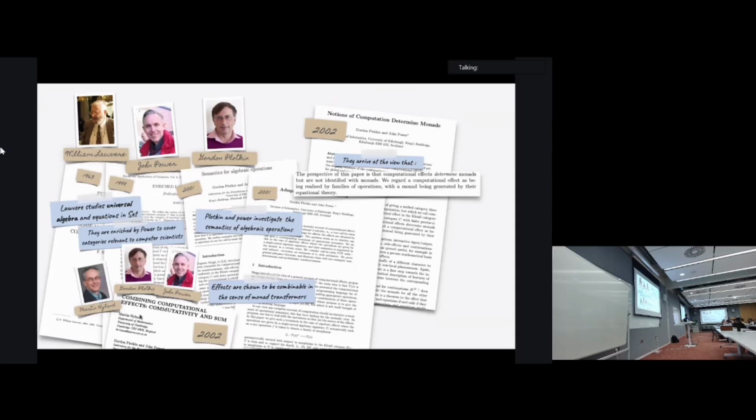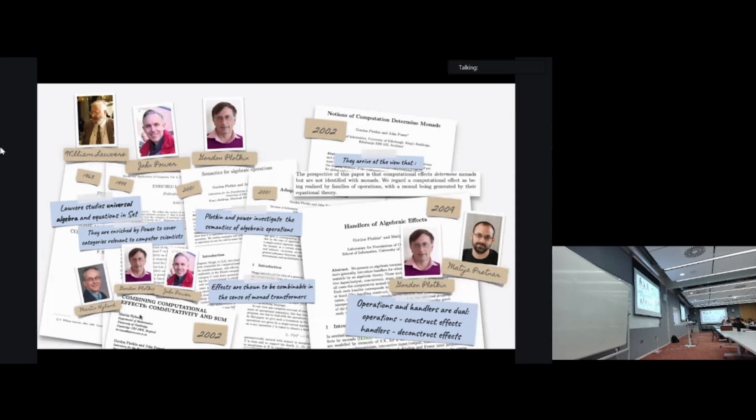Then they talk about how to combine things in the sense of monad transformers. And then in 2009, you get this idea of operations and handlers, where operations construct effects and handlers deconstruct effects, by Plotkin and Pretnar. And that's the work that we would cite today as being the foundation of algebraic effects that we can use today.